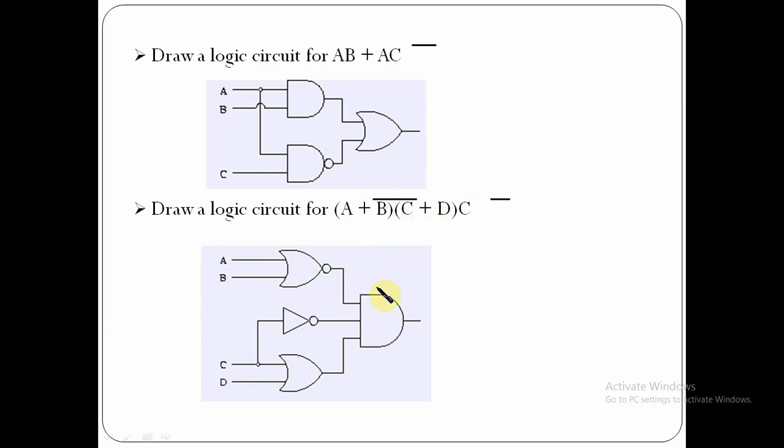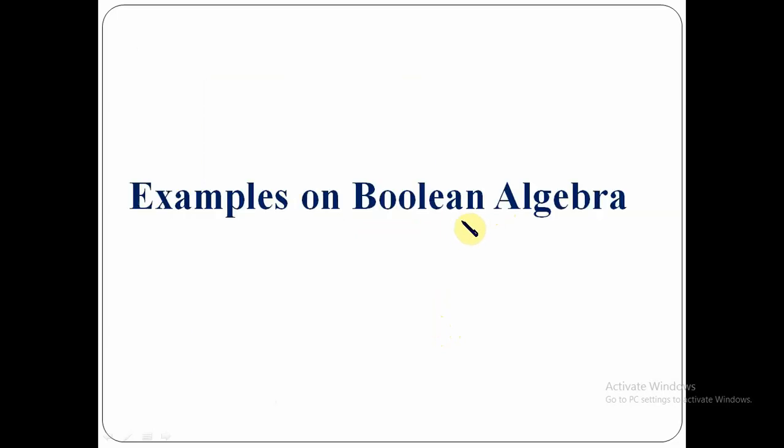Second one, c + d, that is c OR d, is an OR gate, and its output is connected with the AND gate. Only c complement, that is c bar, is connected through a NOT gate and given to the AND gate. Whatever output is generated by the AND gate, because here is the sign of multiplication, is the AND gate.